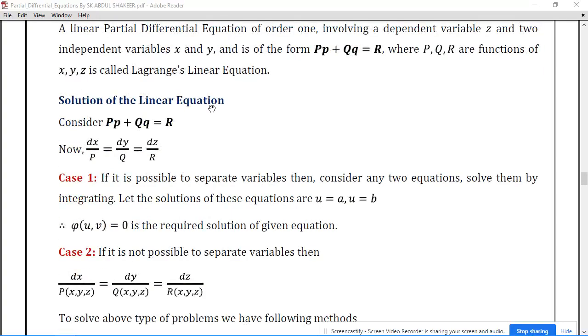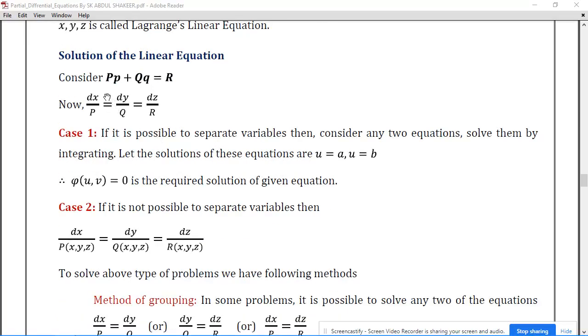Now to solve this Lagrange's linear equation, first we have to write the auxiliary equations. The auxiliary equation is dx/P equal to dy/Q equal to dz/R, where capital P and capital Q are the coefficients of small p and small q, which are in terms of x, y, z, and capital R is the right side of the equation, which is also in terms of x, y, z. So it is called the auxiliary equation to the linear equation. Here the linear equation Pp plus Qq equal to R is called Lagrange's equation.